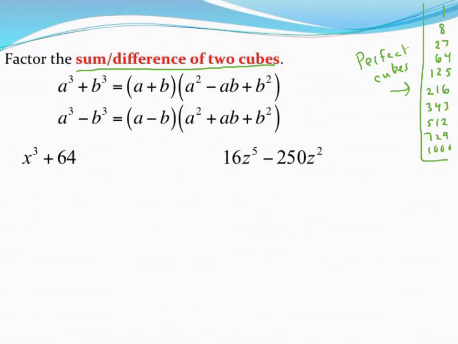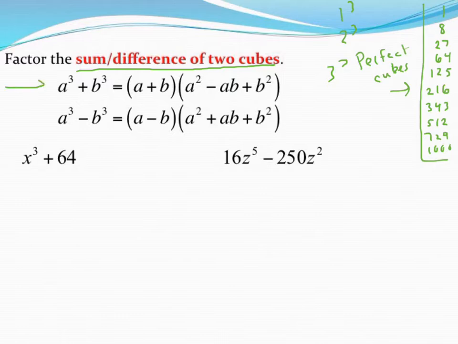Well, off to the right, I've made a list already of the first 10 perfect cubes. I found these numbers by doing 1 to the third power, 2 to the third power, 3 to the third power, and so on. If you see those numbers, that's going to be your cue that you should be trying this method, the sum or difference of two cubes. So here's how this process is going to work.